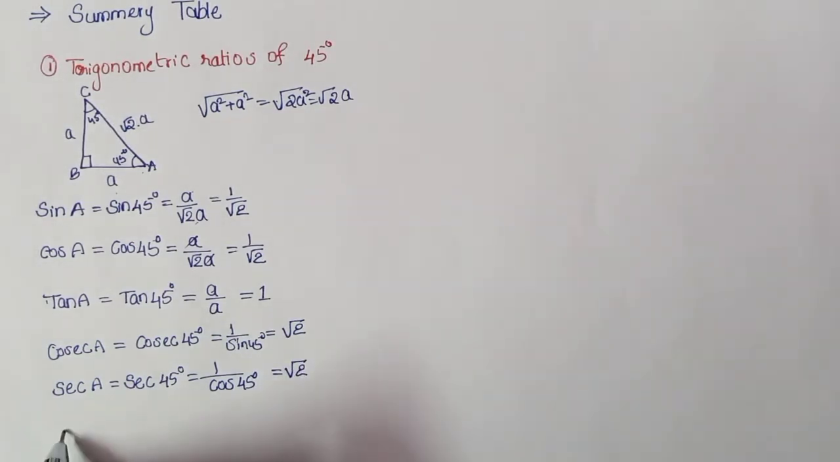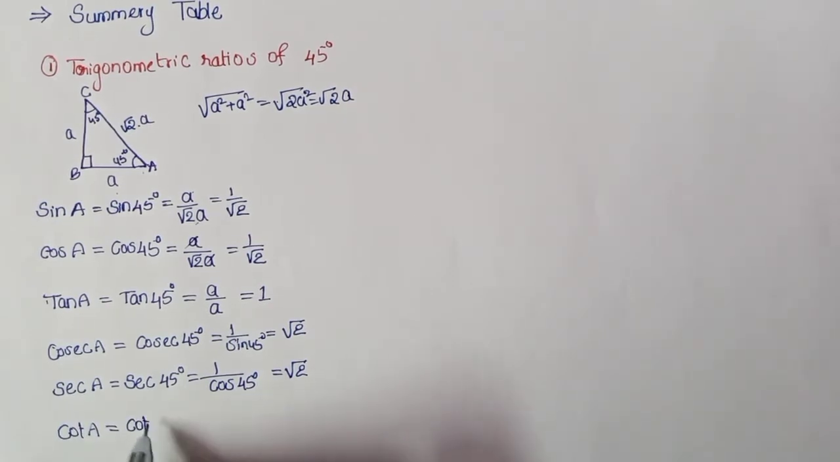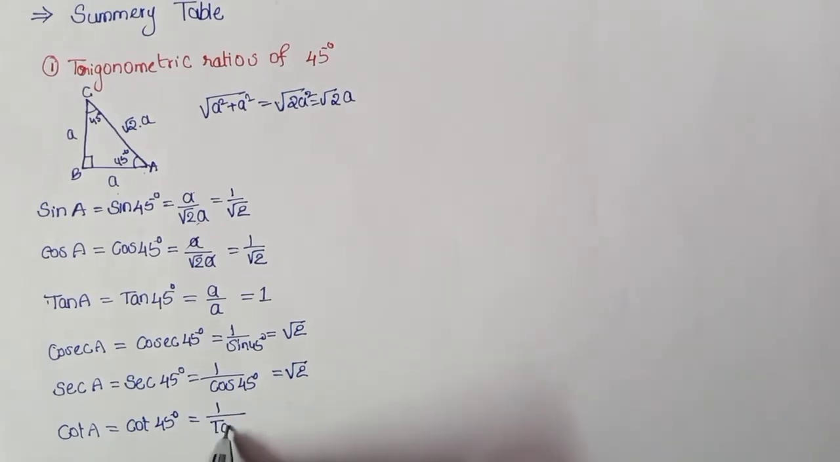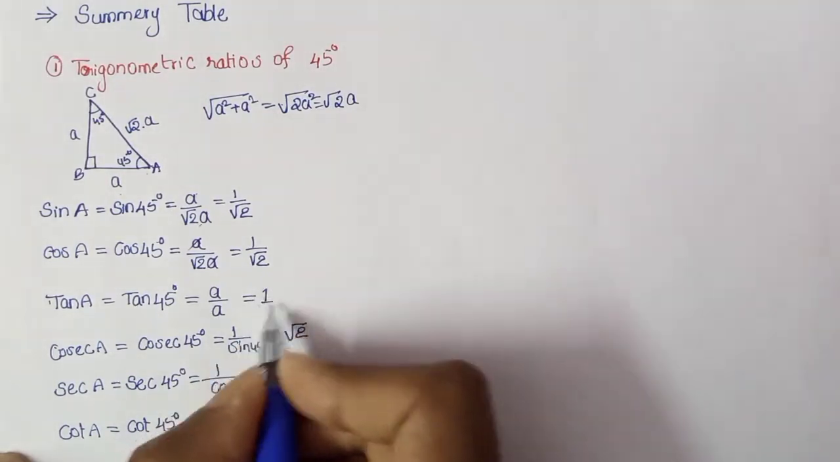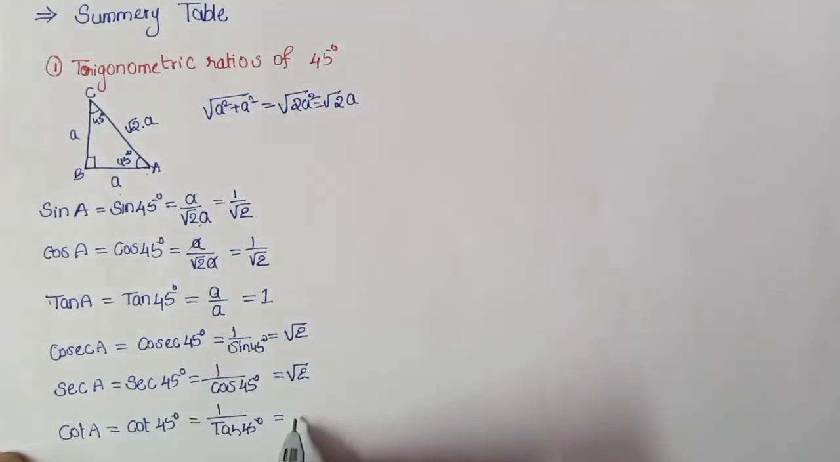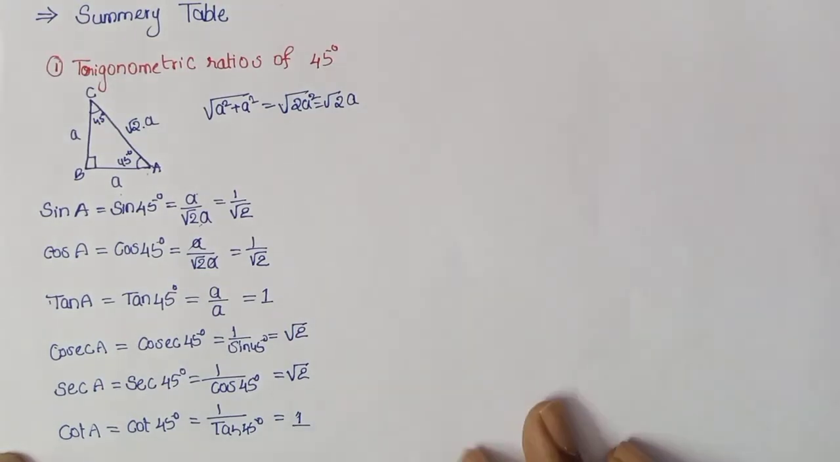And next cot. Cot 45 degrees is equal to 1 by tan 45 degrees, and the reciprocal of 1 is 1 by 1, which is 1. These are the trigonometric ratio values for 45 degrees.